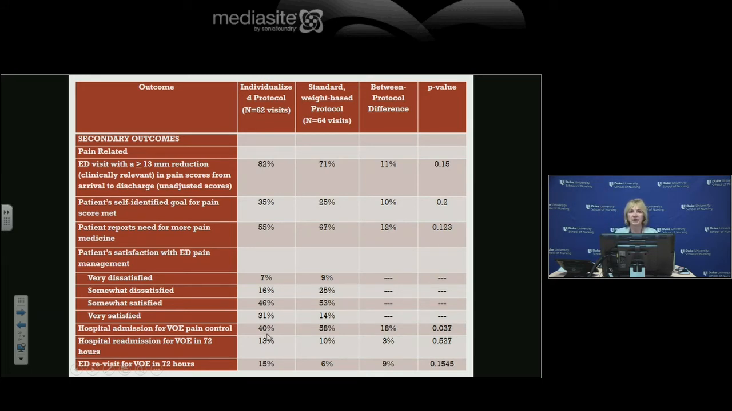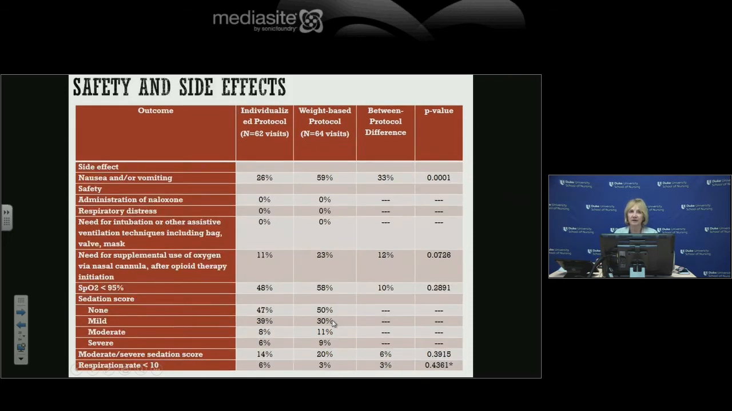And so what you can tell here is that patients in the individualized dosing protocol were admitted less frequently, about 18% less of the time, 40 versus 58%. And that's really, really important. So the takeaway from this study was that patients randomized to an individualized dose versus a weight-based dose had greater reductions in pain scores and were admitted to the hospital less.